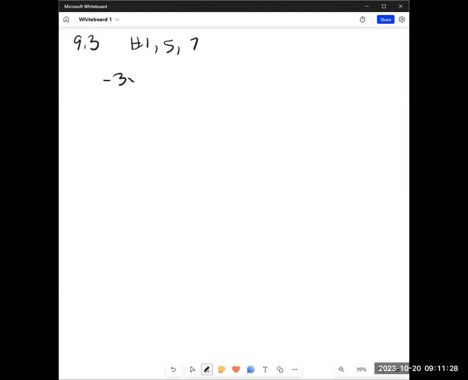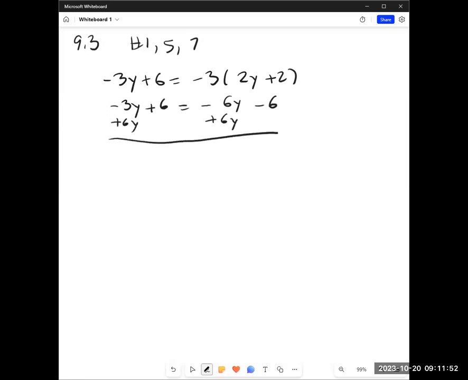We have negative 3y plus 6 is equal to negative 3 times 2y plus 2. We're going to need to simplify both sides completely before we start. And then we're going to move our variables to one side. I'm going to move them to the left using addition or subtraction.